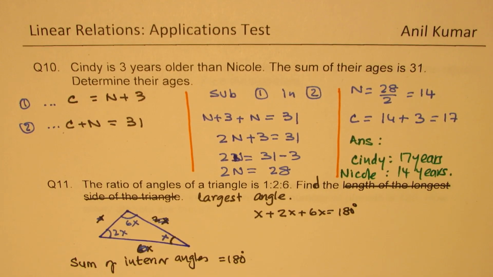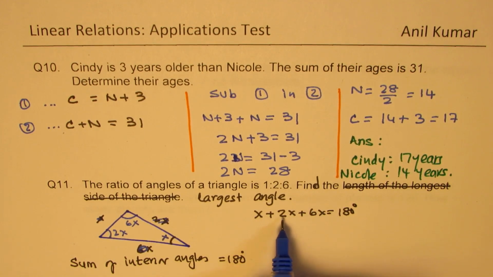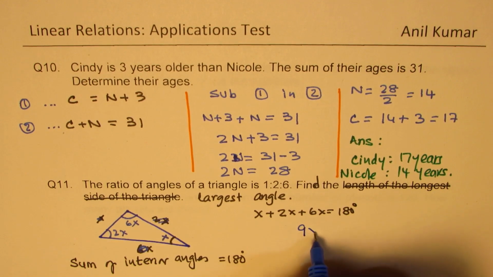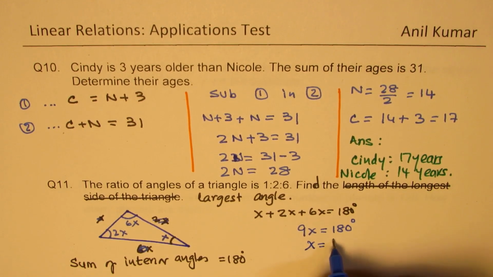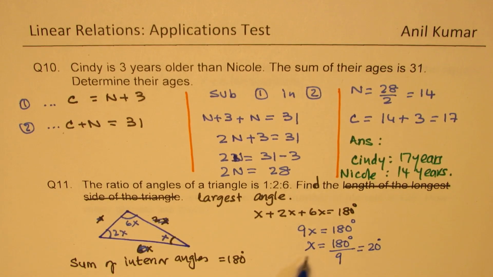Now let us solve this. To solve, we'll just combine all these x's. 1 plus 2 is 3, 3 plus 6 is 9. So we get 9x equals 180 degrees. X is equal to 180 degrees divided by 9. So we get this value as 20 degrees, correct? So once we have x as 20 degrees, the largest is 6 times x, correct?